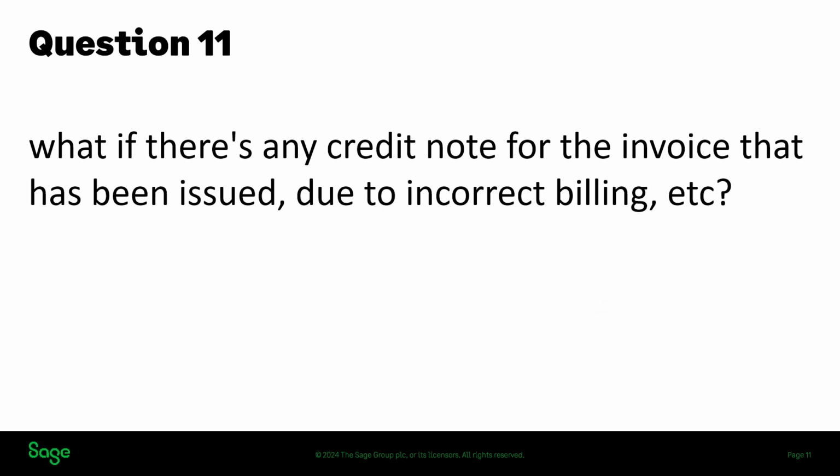What if there's a credit note for an invoice that has been issued due to incorrect billing? If you recall, the customer has 72 hours to dispute that document. If they dispute it, you can issue a credit note against that document. The credit note will reference the original document's unique identification number, so that when it gets submitted back to LHDN, they'll know that the original invoice has either been fully canceled or changed to reduce the amounts. The same is true with respect to a debit note also.